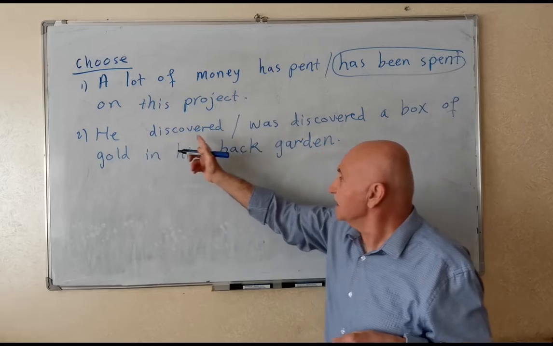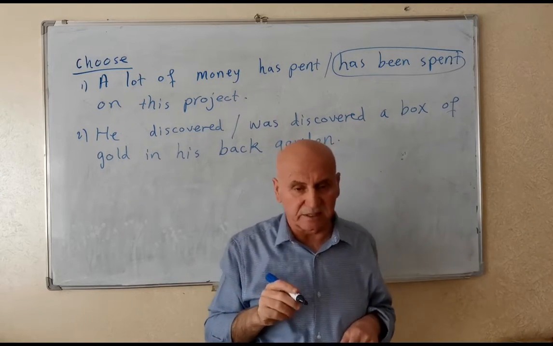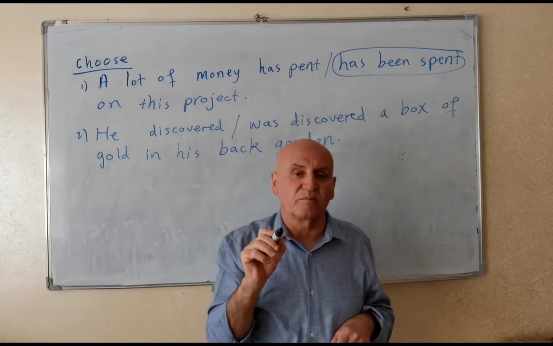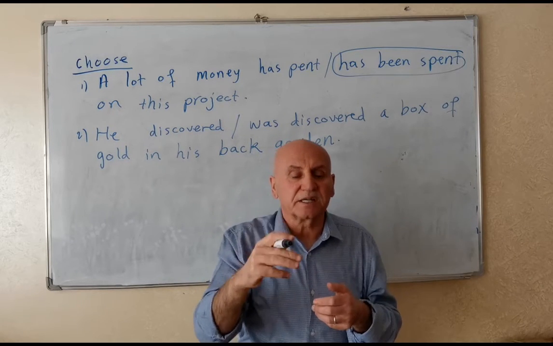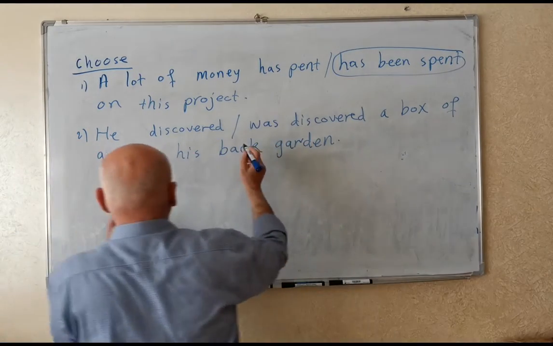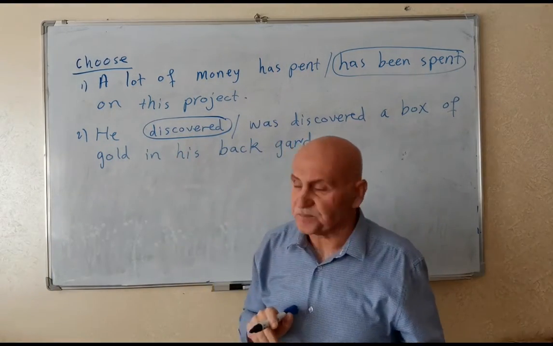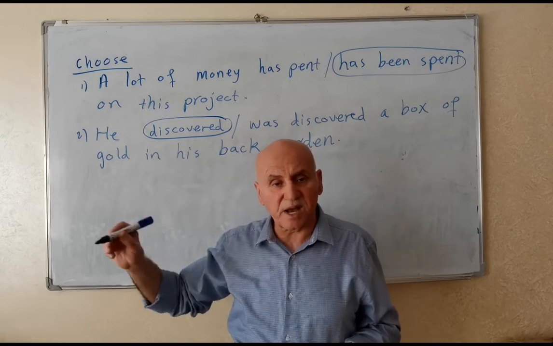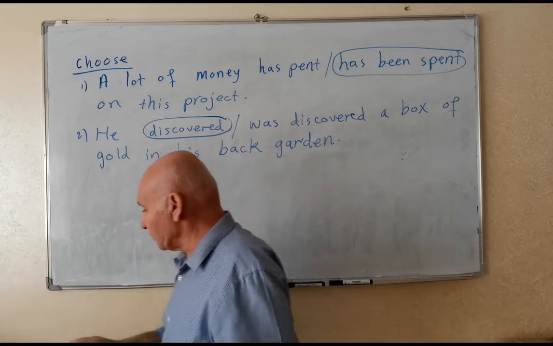The second sentence: he discovered or he was discovered a box of gold in his back garden. He discovered. The meaning is in the active form, not he was discovered. What did he discover? He discovered a box of gold. Discovered is the right answer. The meaning is in the active form, not in the passive form.